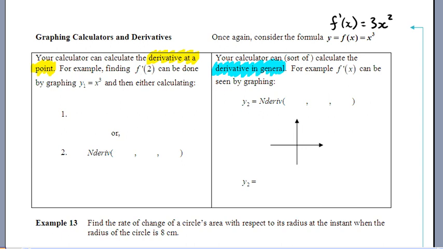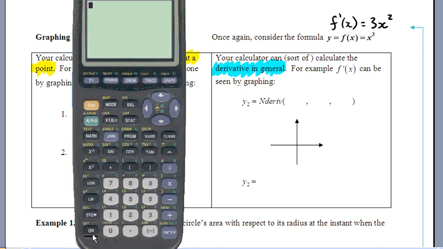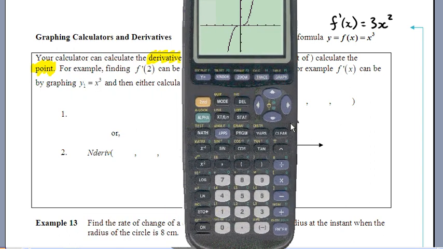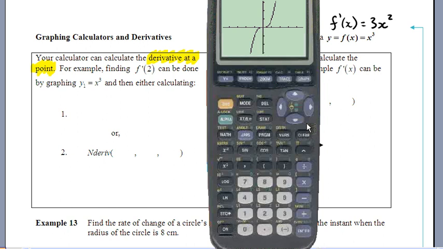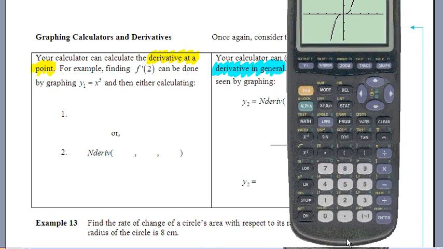First of all, you could just graph the function. So I'm going to go ahead and put in here y is equal to x cubed. I'm just going to try zoom 4 so I can see it. Yes, okay, so there is x cubed. And now, can I go and find the exact slope at 2? And the answer is, yep, sure. And it's up here under the Calculate menu. So I'm going to just write down the steps here first, and then we'll try it out.